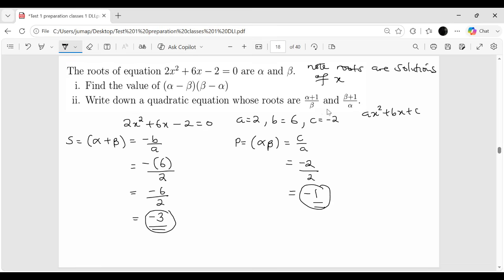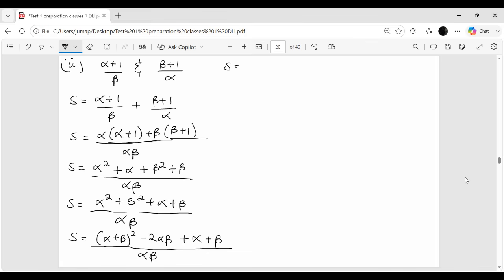So you're still going to use the same values you calculated at the start, the sum and the product, which are these values, negative 3 and negative 1. So you start replacing here. For the first one, you write negative 3 squared minus 2 alpha beta, where alpha beta is negative 1. Then plus alpha plus beta, meaning that everything there is negative 3, over alpha beta, which is negative 1. As a result, this is going to give us our sum.